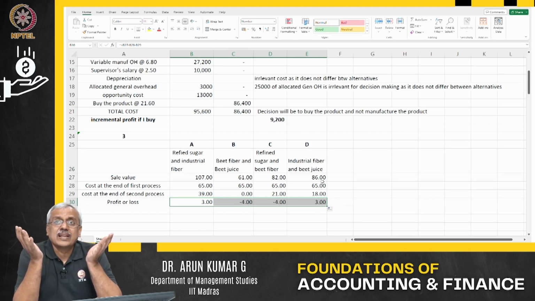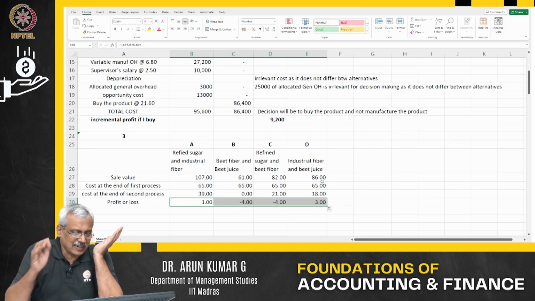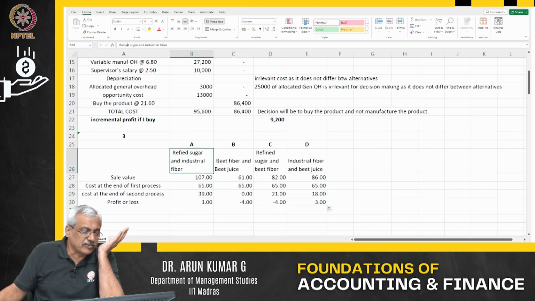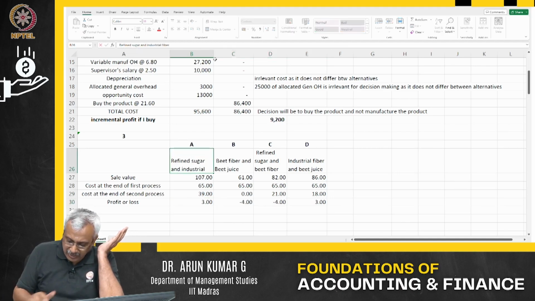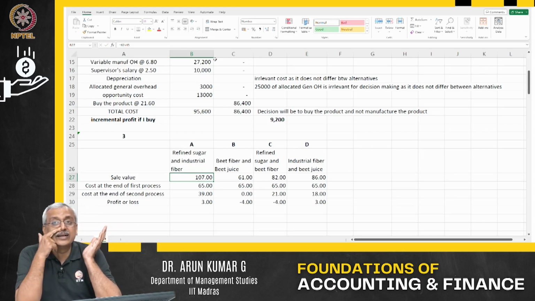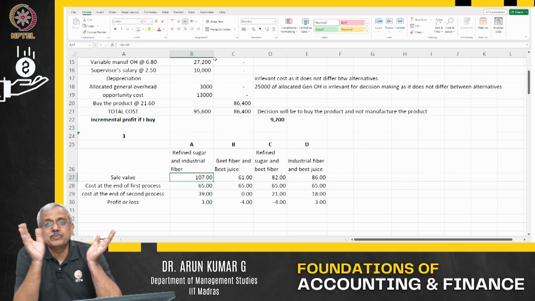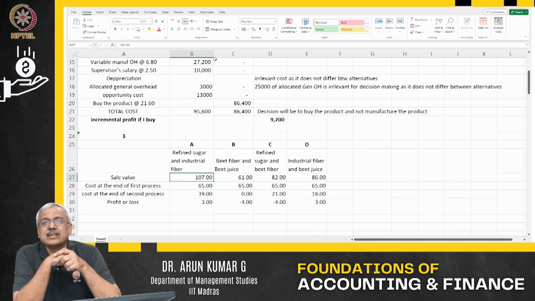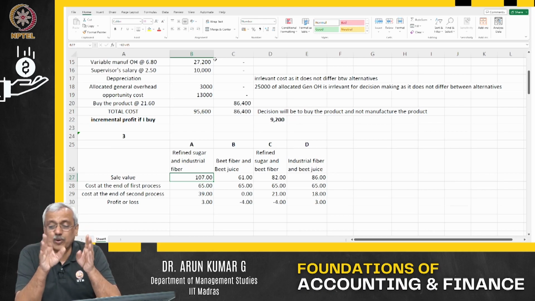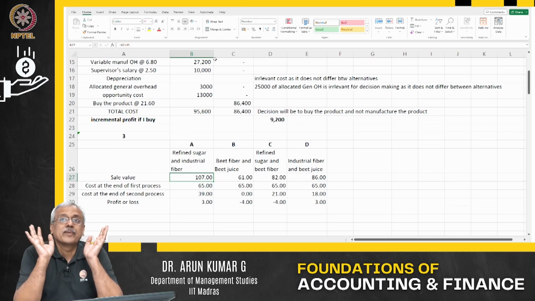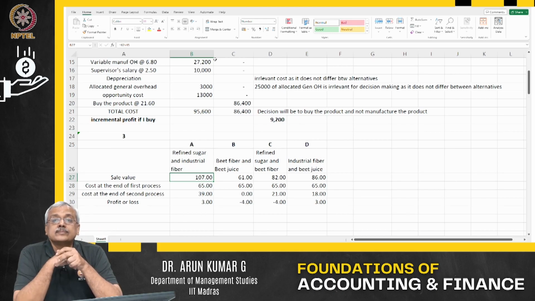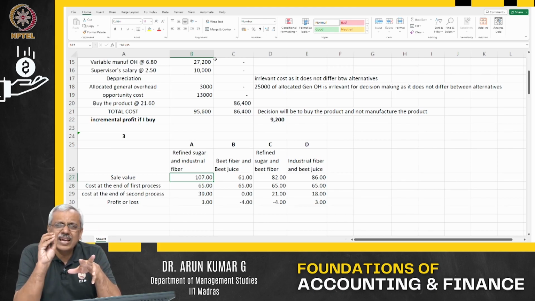So what is the decision? In this particular case, I sell as refined sugar and industrial fiber, or sell as industrial fiber and beet juice, because my profit is going to be the same in both cases. The other two options do not exist for me because they are not optimal, they are loss making options, so I will not do that. Clear? A very simple case I took, but for more complicated ones, pick up the textbook and start solving. I am looking at only driving home the concept, that is all.